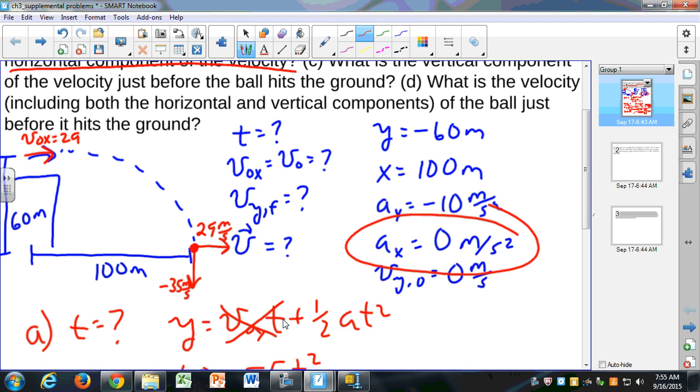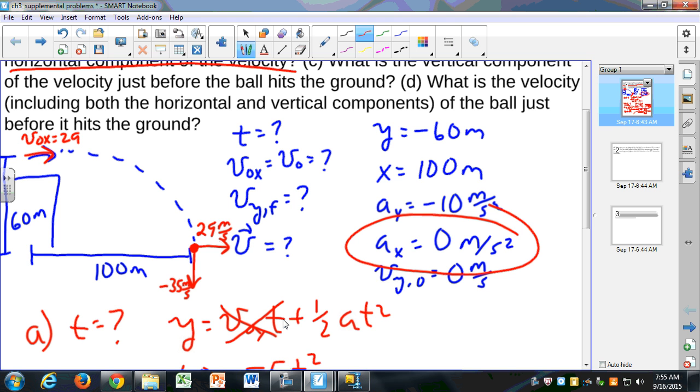We didn't know its velocity, we didn't know its time, we didn't know the final y velocity, and we didn't know the final speed. These were all things that were being asked for. But we do know the x and y displacement. Notice that we made the y displacement negative. The x displacement is positive. We know the accelerations, and we know the velocity in the y direction initially is equal to 0.